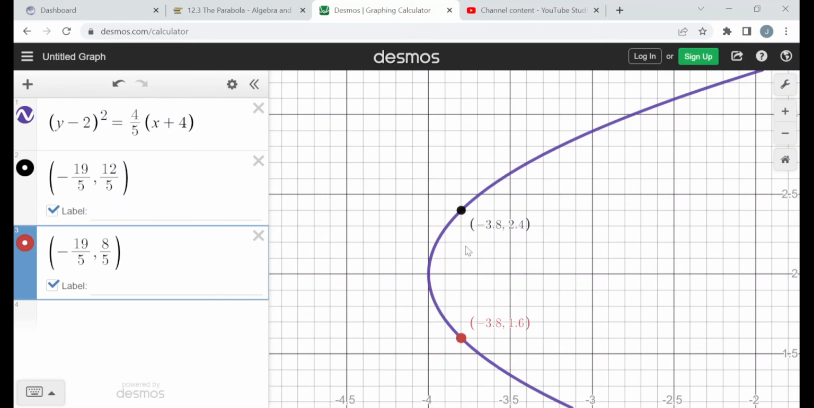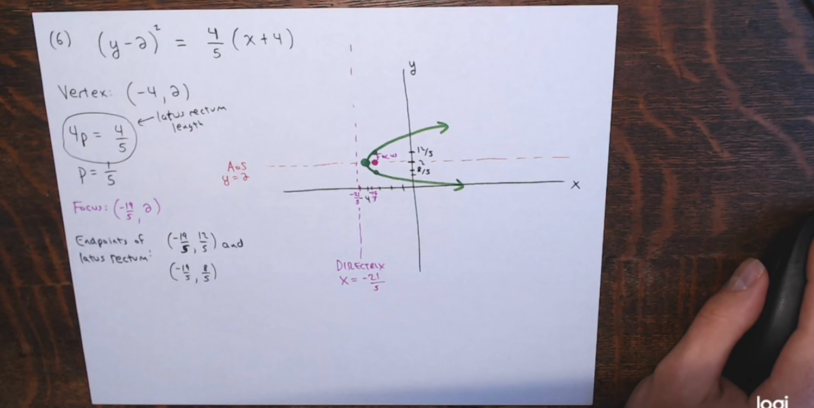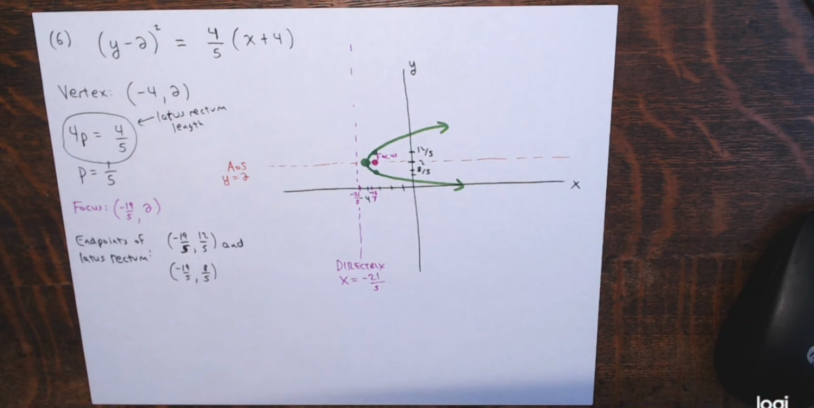And if you drew a segment connecting them, the point halfway in the middle would be the focus. The focus at negative 19/5, comma 2. Yeah, all right, so that was good still, even though the fractions do come up on occasion.